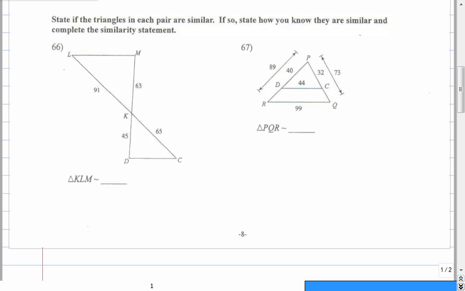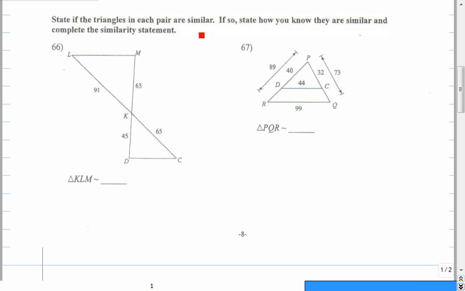Start back with 66 over again. So for problem 66, it tells us to state if the triangles in each pair are similar. If so, state how you know they are similar and complete the similarity statement. So we have 3 different similarity conjectures that we could use to test whether triangles are similar.